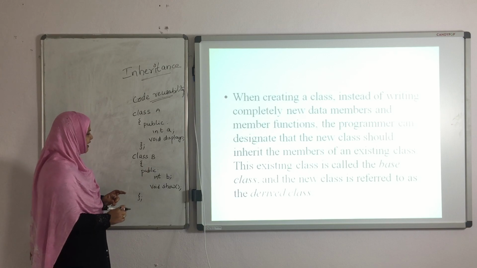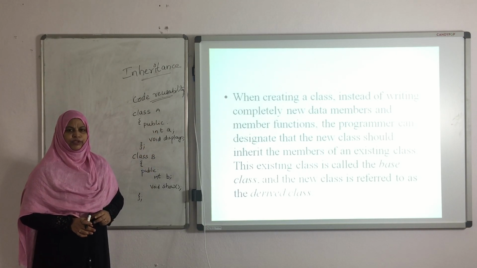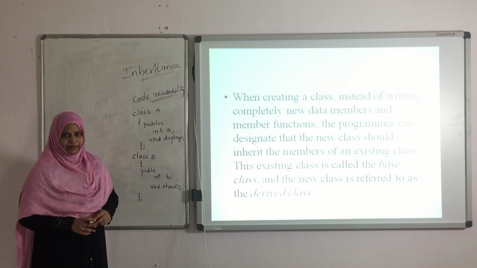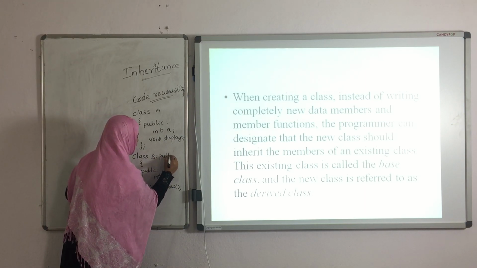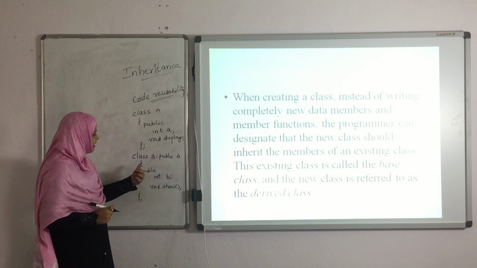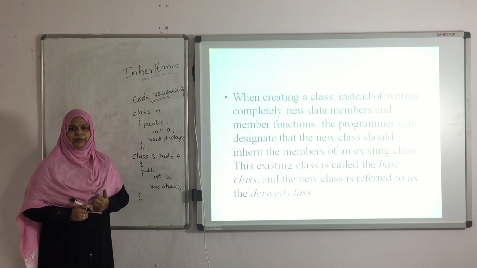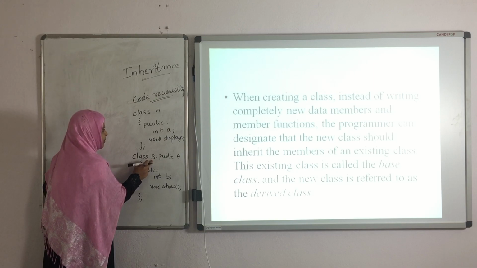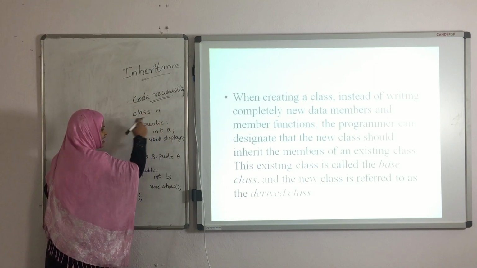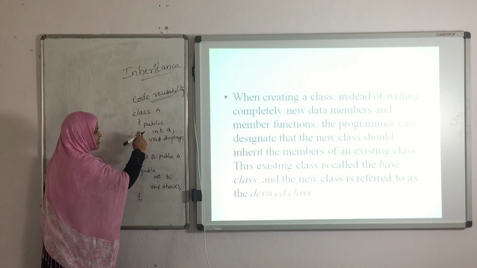Now this class B can access the data members and member functions of A if you use the inheritance concept. Here, public A. This class B is going to inherit class A. It means that class B is going to inherit all the properties of class A.